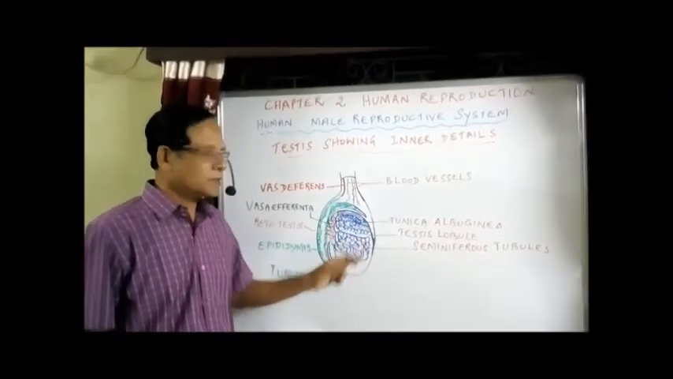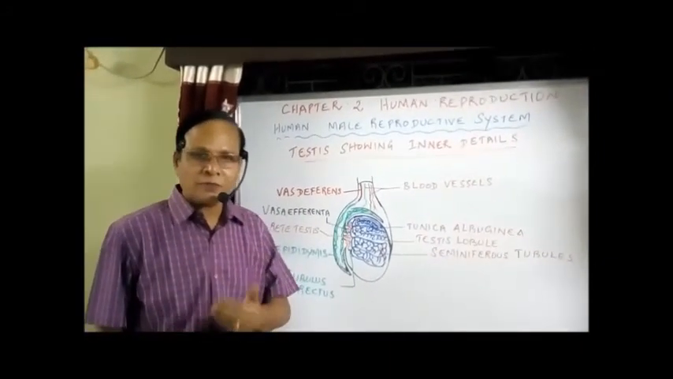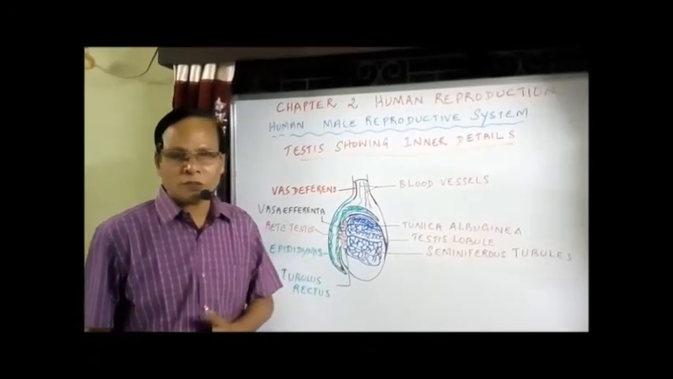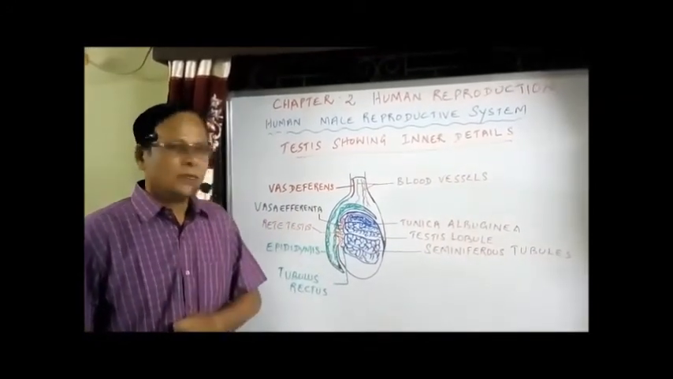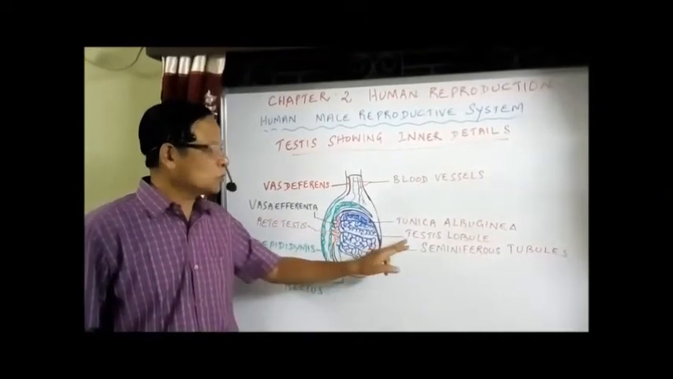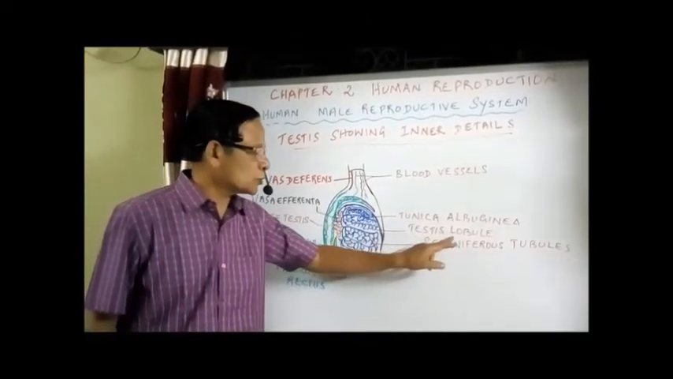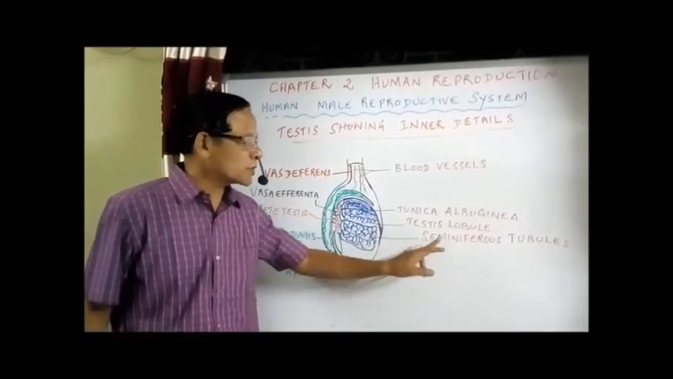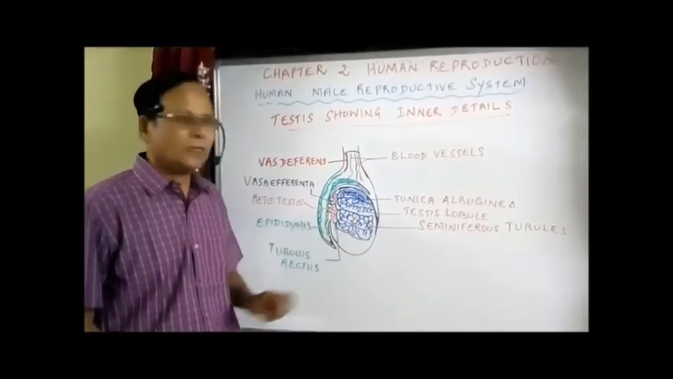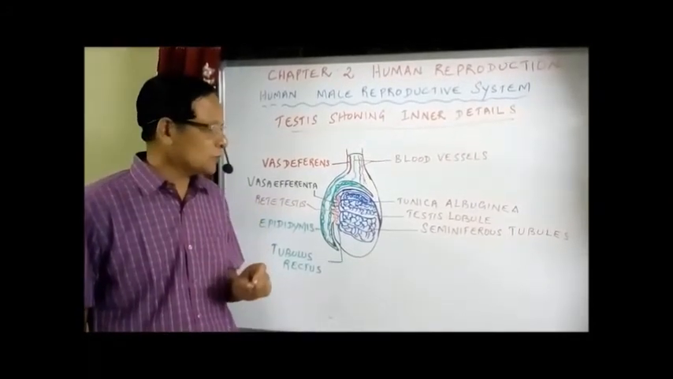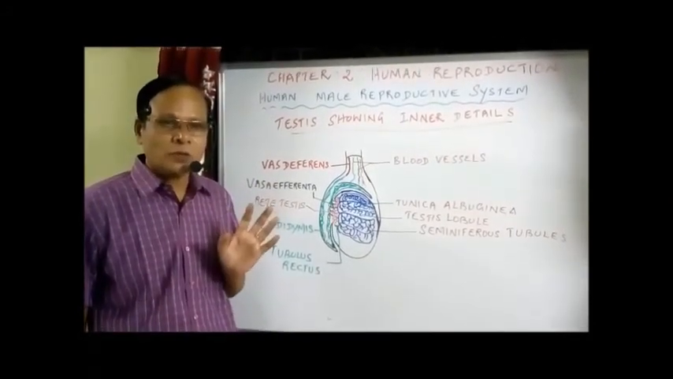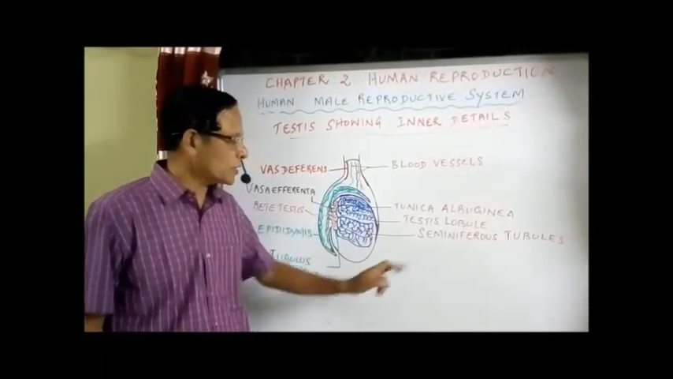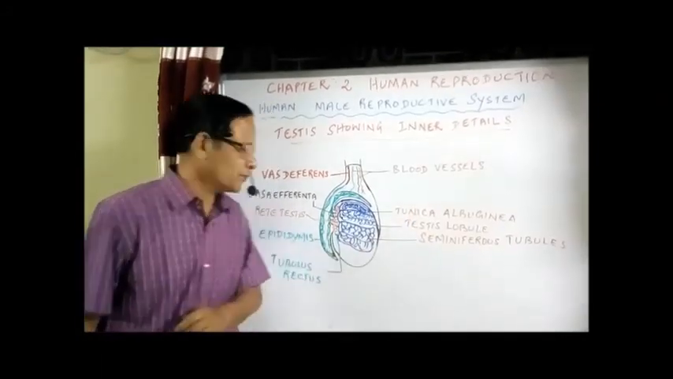Each testis is normally covered by a fibrous connective tissue called the tunica albuginea. We have two more layers also, but I am not mentioning those. Now the testis is divided into 200 to 250 lobules, and each lobule is formed of 2 to 4 seminiferous tubules. The blue one indicates the seminiferous tubules present in each lobule. That is, 200 to 250 lobules are present, and in each lobule we have 2 to 4 seminiferous tubules.